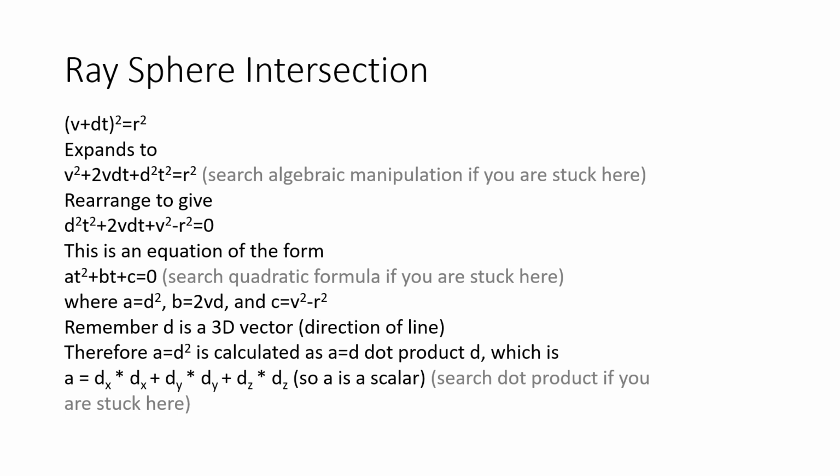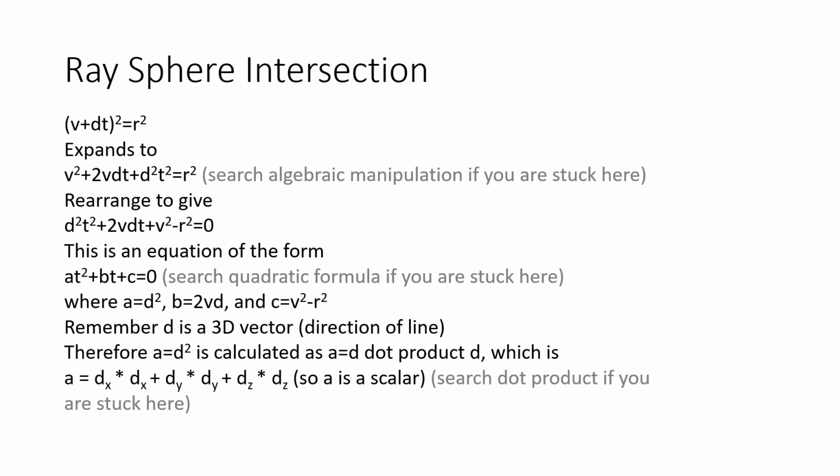And if you're stuck at this point, then search for quadratic formula, and you should be able to see how that's working out. So in that equation, if we match that back to the one that we have, a is equal to d squared, b is equal to 2vd, and c is equal to v squared minus r squared. So let's look at the a first of all. So remember, d is a 3D vector, it's the direction of the line. Therefore, a equals d squared will be calculated as a is equal to the direction vector dot product itself. So d dot product d.